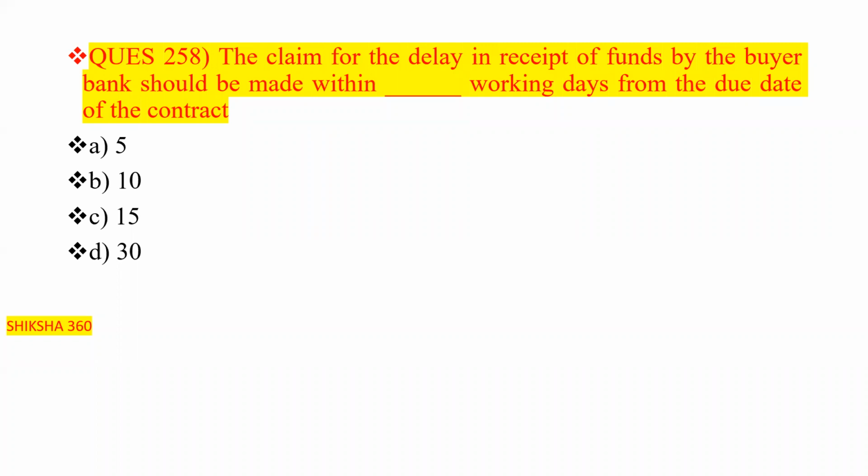What is the correct answer? The claim for the delay in funds by the buyer bank should be made within 15 working days from the due date of the contract. So option C is the correct answer. That is 15 working days.